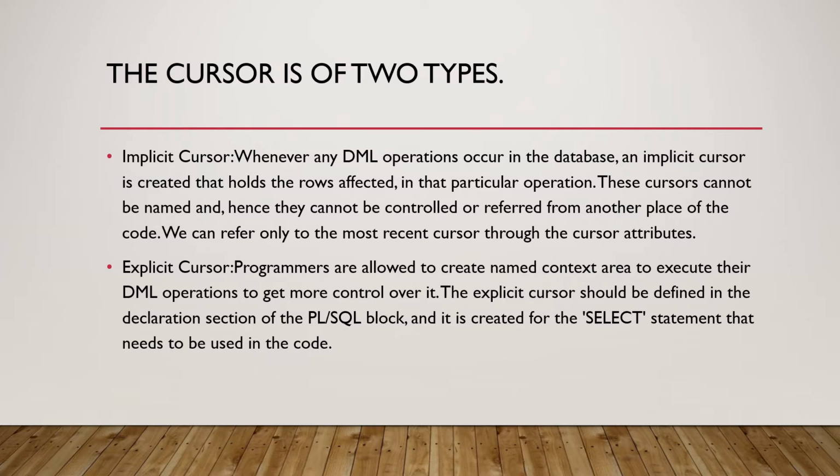The cursors that we use in PL SQL are of two types, right? First is the implicit cursor and the second one is the explicit cursor. In case of an implicit cursor, whenever any DML operation occurs in the database, an implicit cursor is created that holds the rows affected in that particular operation. These cursors cannot be named and hence they cannot be controlled or referred to from another place of the code. We can refer only to the most recent cursor through the cursor attributes that we will talk about further.